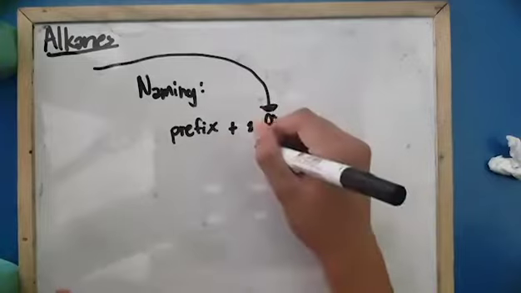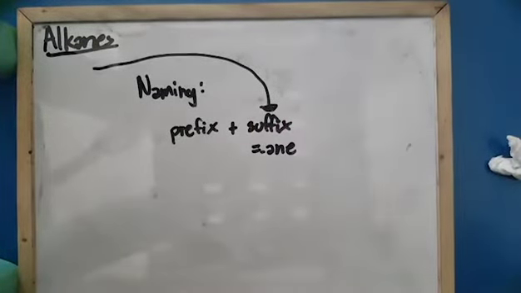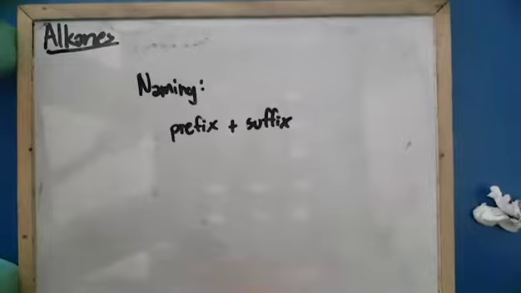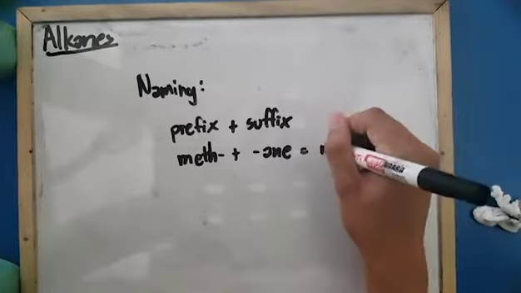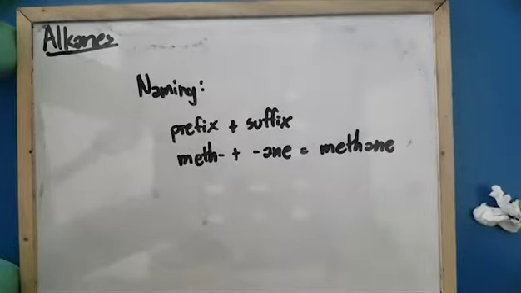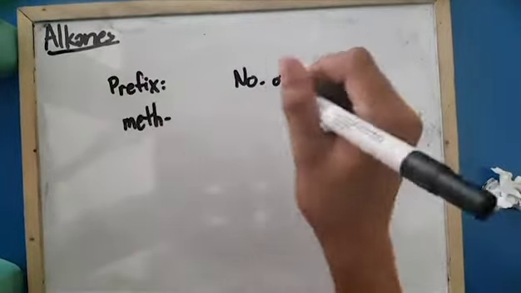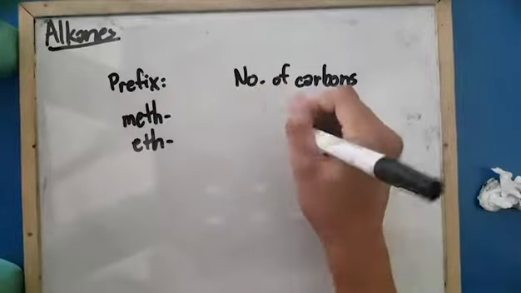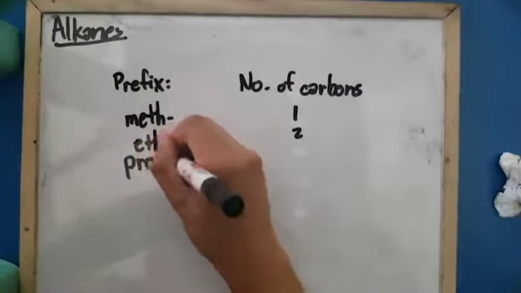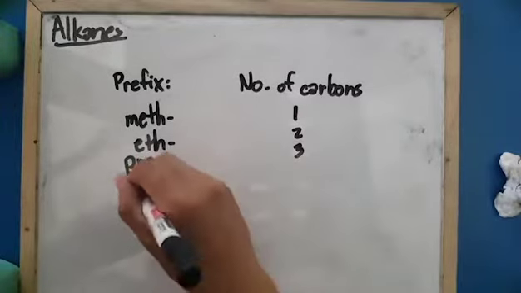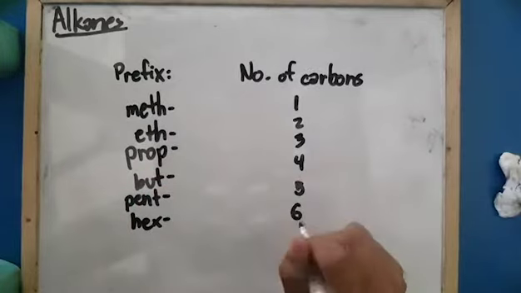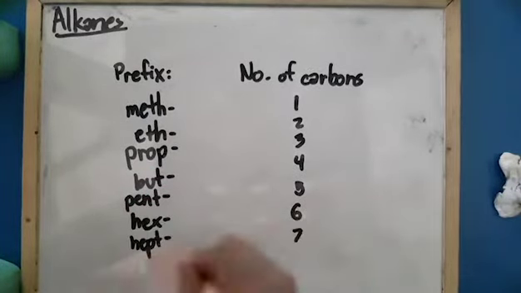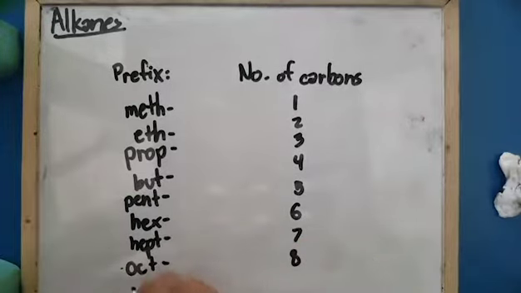Before using the identifier for alkane, the suffix "ane", a prefix is used depending on the number of carbons. The simplest alkane, containing only a single carbon and 4 hydrogen atoms, is methane. The corresponding prefixes used for 1 up to 10 carbons are as follows: meth for 1, eth for 2, prop for 3, but for 4, pent for 5, hex for 6, hept for 7, oct for 8, non for 9, and dec for 10.